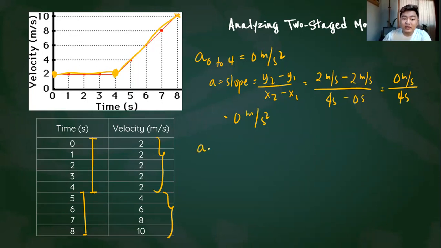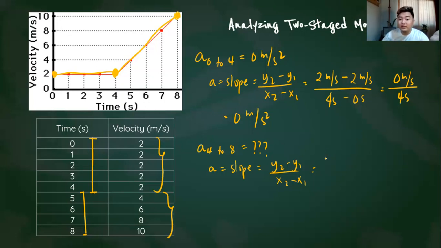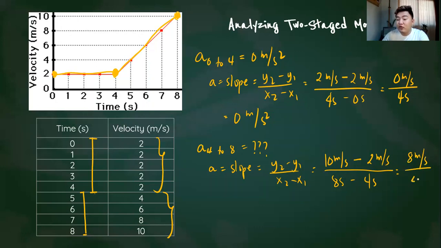Then for acceleration between 4 seconds to 8 seconds, we can solve for it again using the slope. So the slope is equal to y2 minus y1 over x2 minus x1. Now if we take these points at 4 and 8 seconds, your y2, or your final point, will be 10 meters per second minus the velocity at 4 seconds, which is 2 meters per second, over 8 seconds minus 4 seconds, because we are only measuring between these time intervals. And that will give you 10 meters per second minus 2 meters per second. That's 8 meters per second over 4 seconds, which will give you an acceleration value of 2 meters per second squared. All of them are positive.